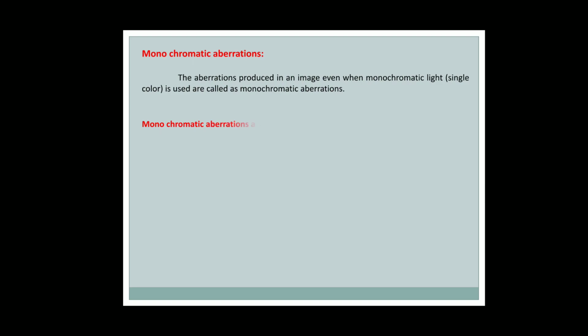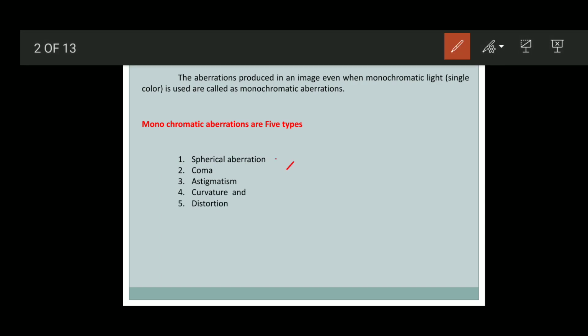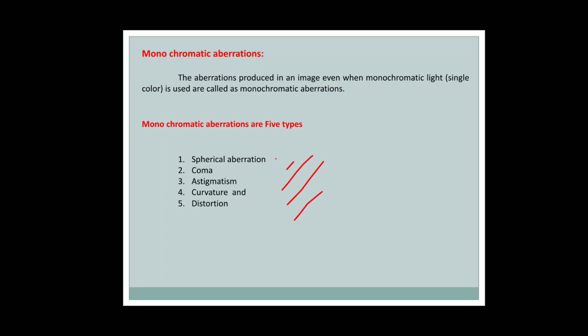So we know monochromatic aberrations are of five types. One is spherical aberration, second is coma, third is astigmatism, fourth is curvature, and fifth is distortion. We know spherical aberration and coma produce blurring of images. But the last three, that is astigmatism, curvature, and distortion, produce dislocation of the image. This is the main difference between spherical aberration and coma, and astigmatism, curvature, and distortion.